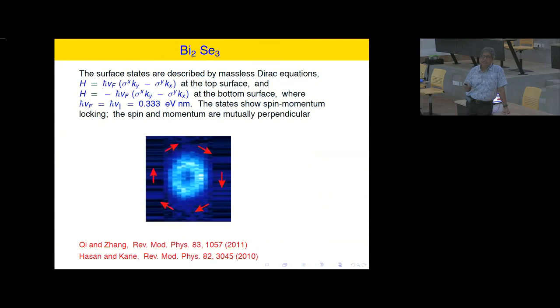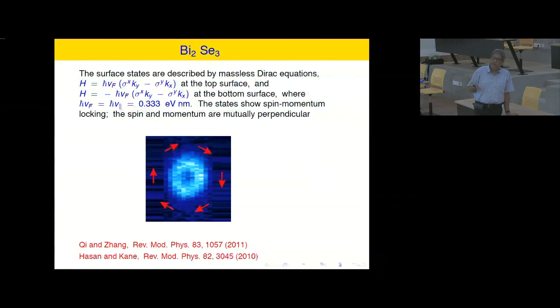Then the surface states are described by massless Dirac equations. They're most simple on the top and bottom surfaces, xy planes. You also get Dirac equations on the side surfaces, but they're more complicated. So at the top surface, this has this form h cross Vf, sigma x ky minus sigma y kx. Bottom surface is the same with the minus sign. And this Vf here is actually the V parallel, so it's 0.333 eV nanometers.